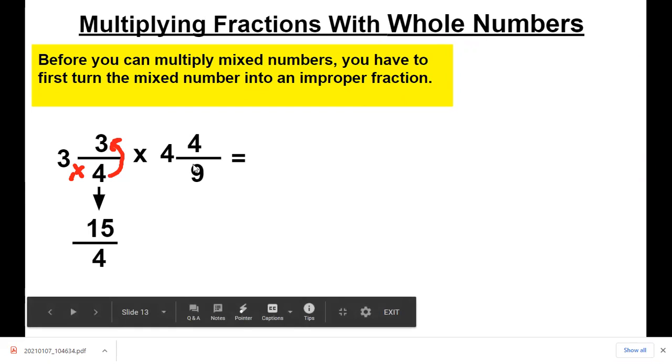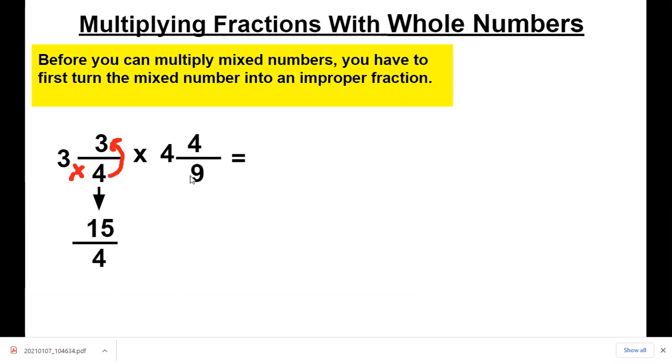How about this one? What's that going to be? 4 times 9 plus 4. Whole number times the bottom plus the top, clap, clap. So 4 times 9, 36, plus 4, 40, right? 40 over 9. Make sure you keep the 9. And now we're ready to multiply just like we normally would.